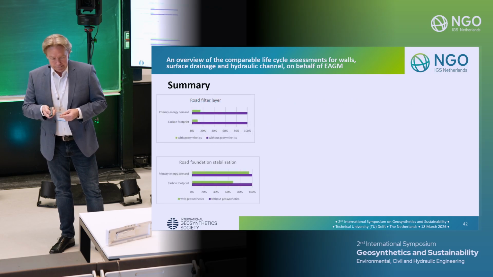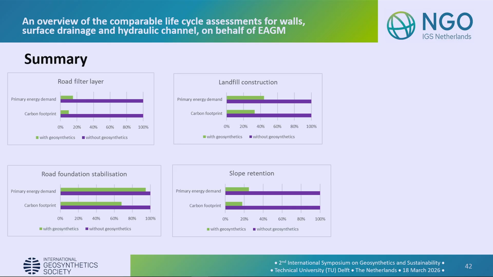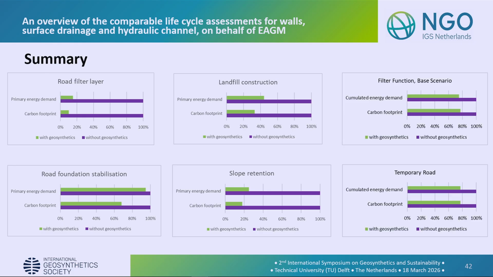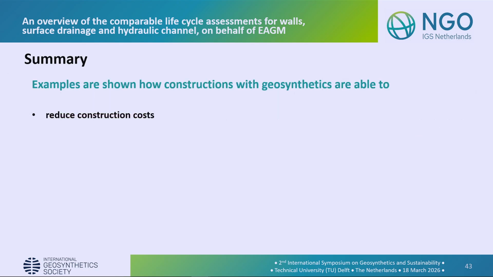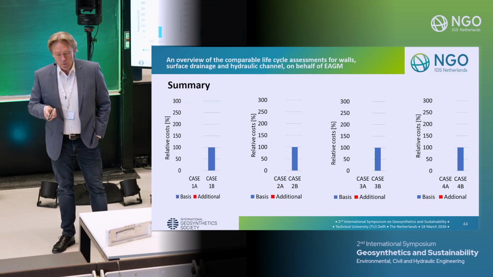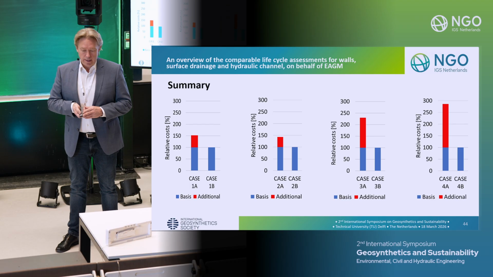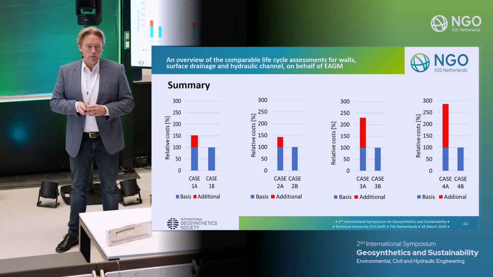Besides that, we have here all the values, for example, for case 1, 2, 3, and 4. The green line is always the energy demand and the CO2 emission for using the geosynthetic solution, and the pink line is if you use the classic constructions. You have it also here for case 5 and 6, the filter function and the temporary road. But what we also have shown is we reduce the construction costs. So when you always take 100% as the value for the construction with geosynthetics, you can add something more if you use classic constructions.